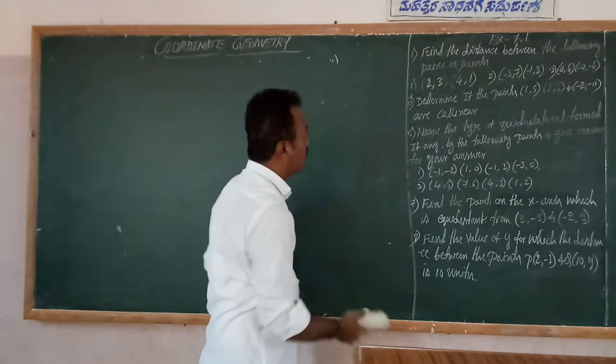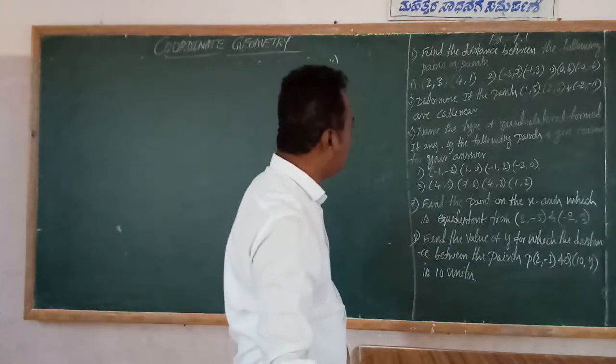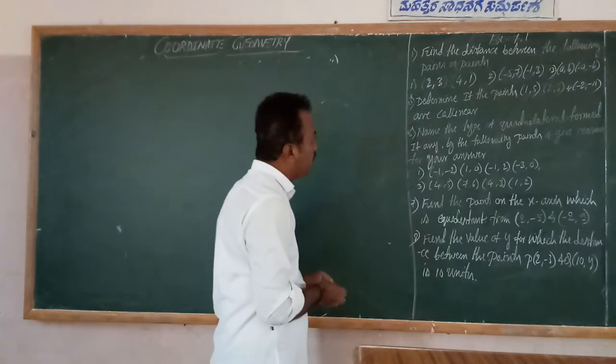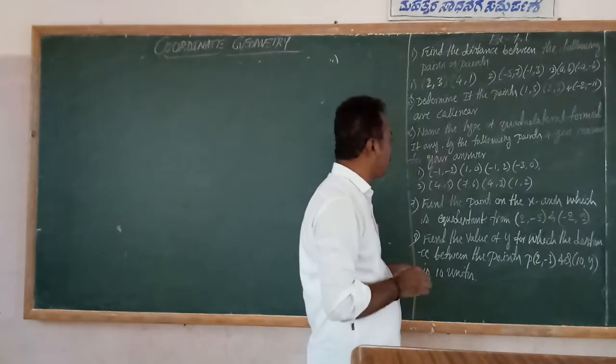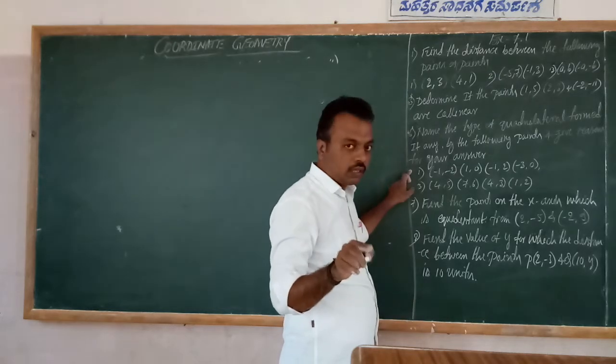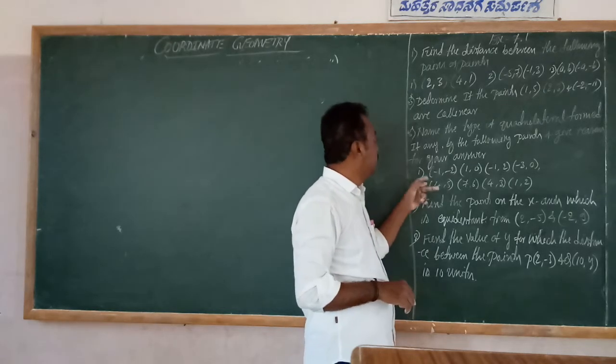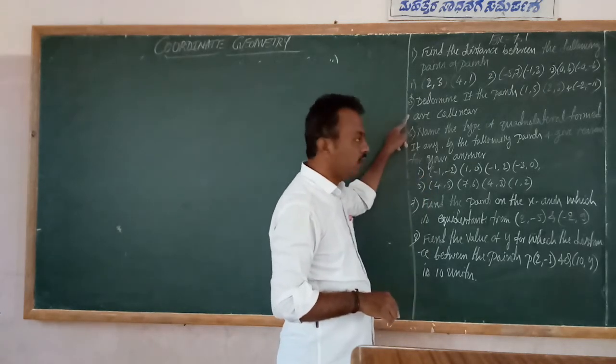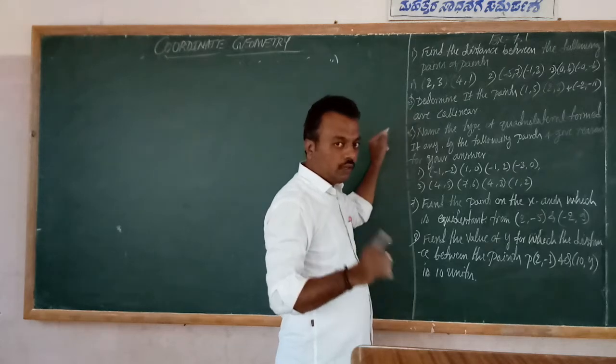Next one, question number 6. Name the type of quadrilateral formed, if any, by the following points and give reasons for your answer. See, I will take only 2 questions. The remaining questions are in your textbook. You have to solve them in your room. See, 4th question is there, 5th question is there. I will leave it. You can do it in your room.